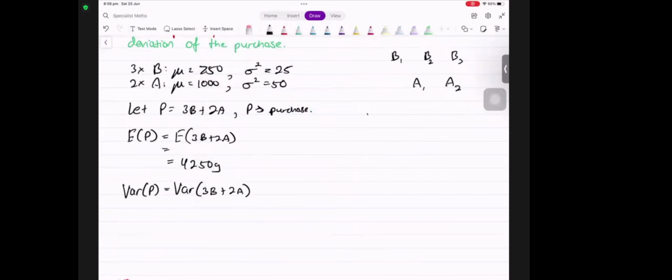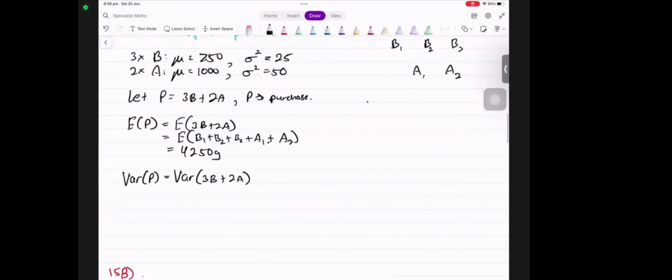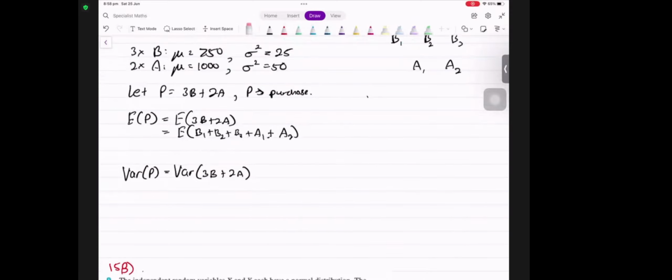This is also why I got the right answer luckily, but technically it was wrong. What this expected value should have been is B1 plus B2 plus B3 plus A1 plus A2. I should have specified that much earlier. And so if you use your expected value properties, this is the same thing as 3 times the expected value of B1 plus 2 times the expected value of A1.